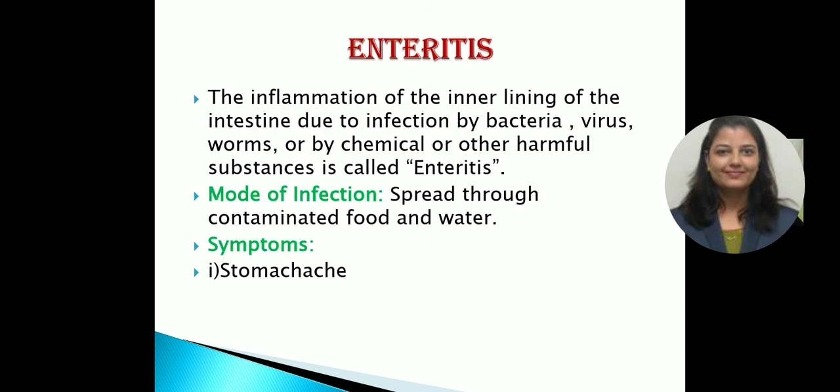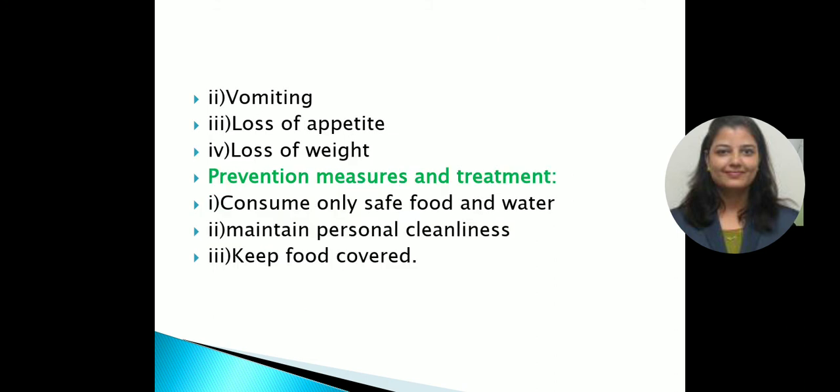Then next is enteritis, the inflammation of the inner lining of the intestine due to the infection of bacteria, virus, worms or by chemical or other harmful substances is called enteritis. The mode of infection, that is spread through the contaminated food and water. The symptoms are stomach ache, vomiting, loss of appetite and the patient can lose weight also. The preventive measures and treatments, they consume only safe food and water, have to maintain personal cleanliness and the food has to be covered and then stored only.